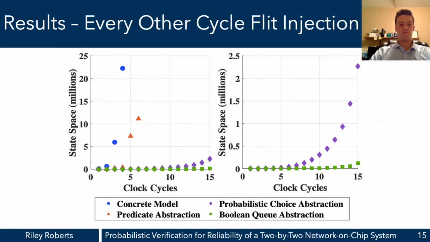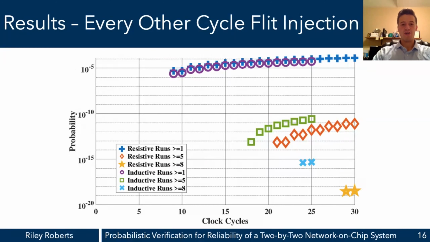This figure here shows the results of our model checking our PSN-related behavior for the every other cycle flit injection pattern. Unfortunately, despite all the abstractions, we are still only able to check for up to 30 clock cycles. However, in the 30 clock cycles here, you can see that the probability of even one of the, say, resistive noise events is on the order of 10 to the negative 4 after 30 clock cycles, which is relatively low.